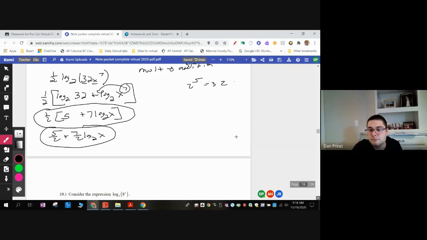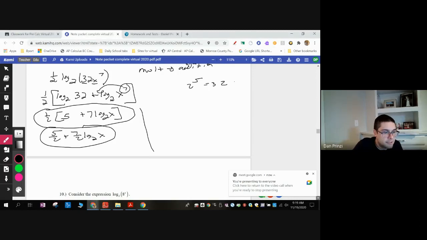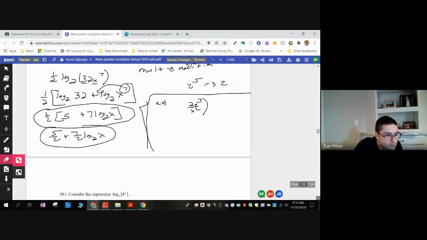Everyone good with that? Okay. Now, I want to show you a couple other examples before we go. The rules don't change if you have a natural log. Sorry, let me rewrite that. So this says the natural log of 2e to the third over x squared.